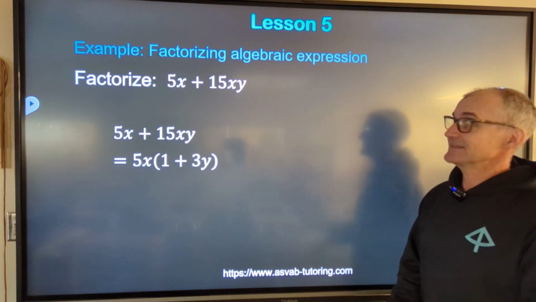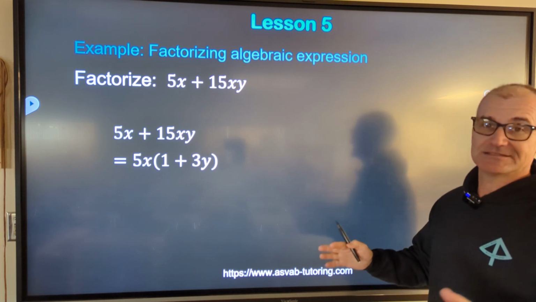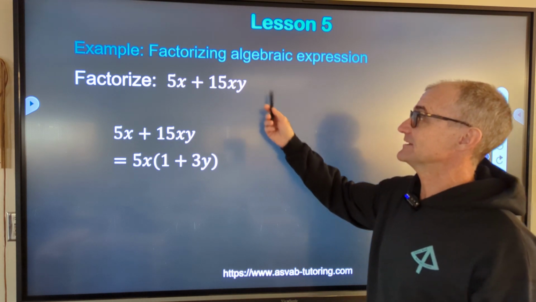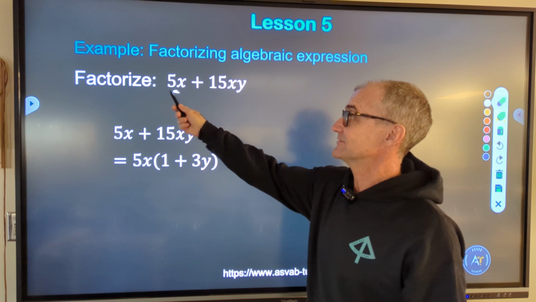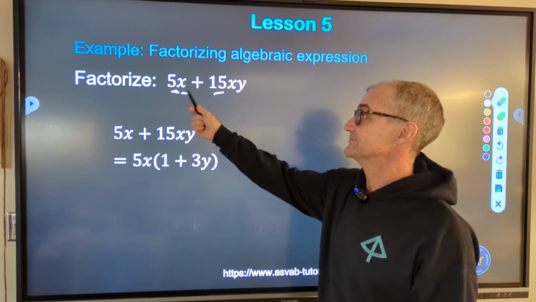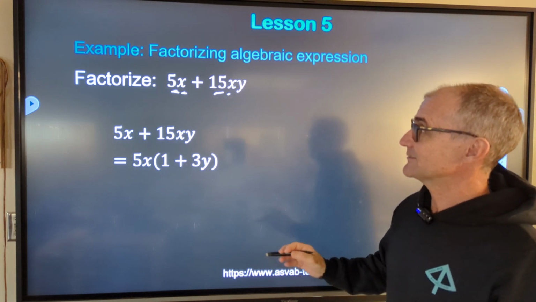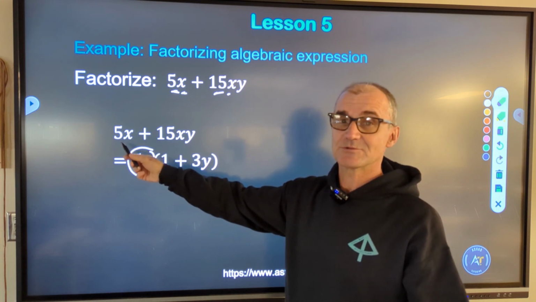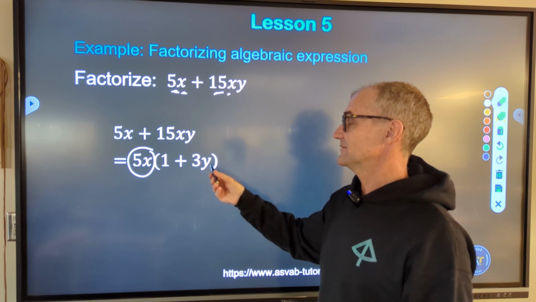All right, we're going to move on to the next section right here, factorizing, factoring out common terms. This is the opposite of distribution. So if I have 5x plus 15xy, I look to see what's common in both of them. There's a 5 in each of them, 5 and 15. There's an x in both of them, but there's y only in one of them. So I pull out that common term of 5x. Once I pull 5x out of here, I'm left with a 1. Pull a 5x out of here, I'm left with a 3y.